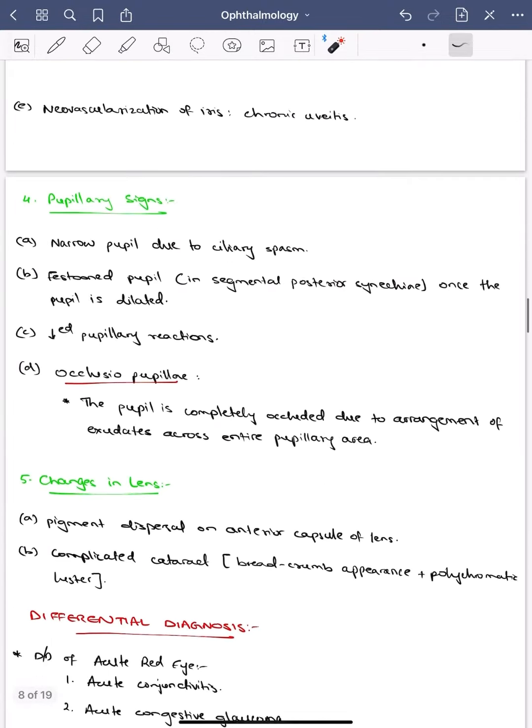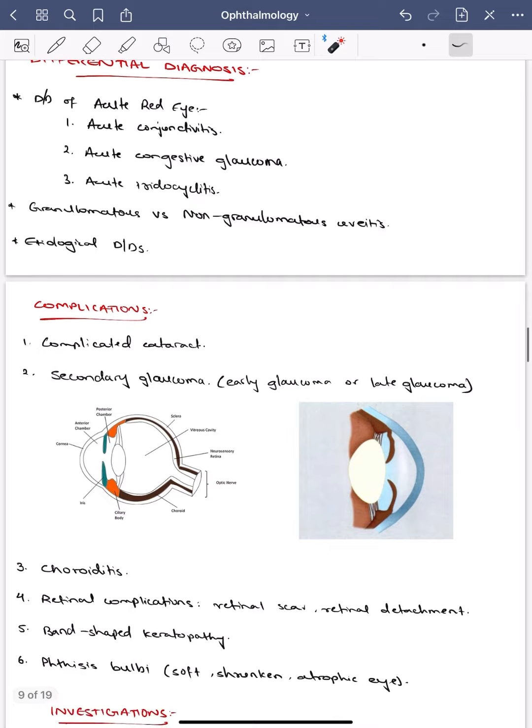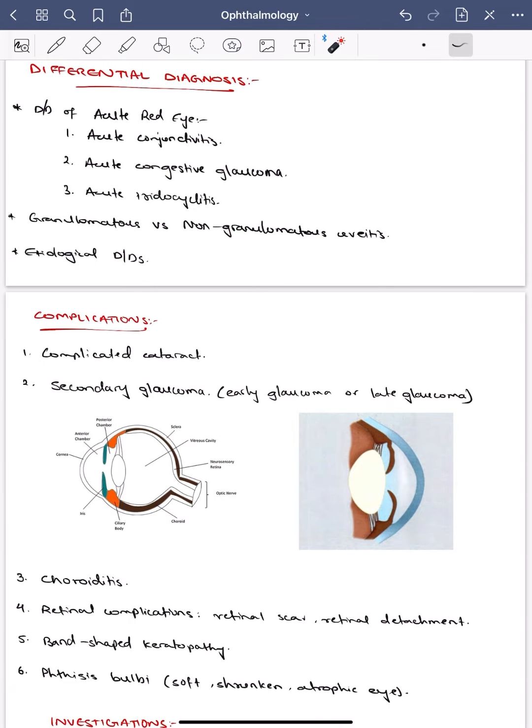Now let us move on to the differential diagnosis of anterior uveitis. We've mentioned that the two most common symptoms that the patient can come with are pain and redness of the eye. Now the differential diagnosis for acute red eye, sudden onset of redness and pain in the eye, is only three. It can be due to number 1 acute conjunctivitis, number 2 acute congestive glaucoma, and number 3 acute iridocyclitis. So these are the three important DDs for acute red eye.